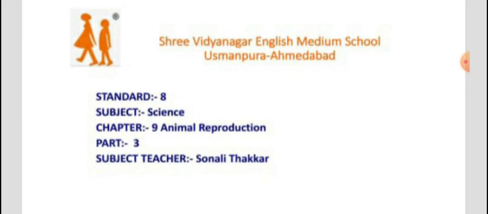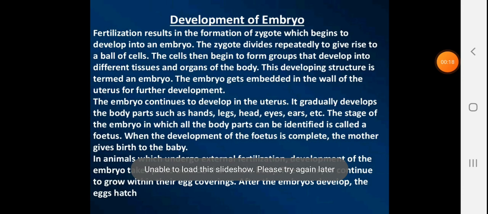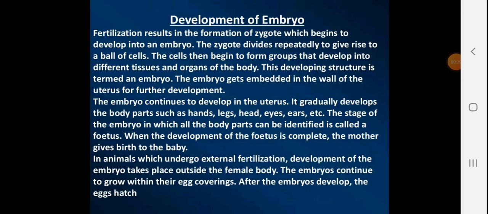And in this part, we will talk about the development and the growth of the fetus. Let's begin. In our previous part, we talked about how fertilization and implantation take place. Now, after the implantation, the journey of the zygote to become a baby begins. Let's see how it takes place.